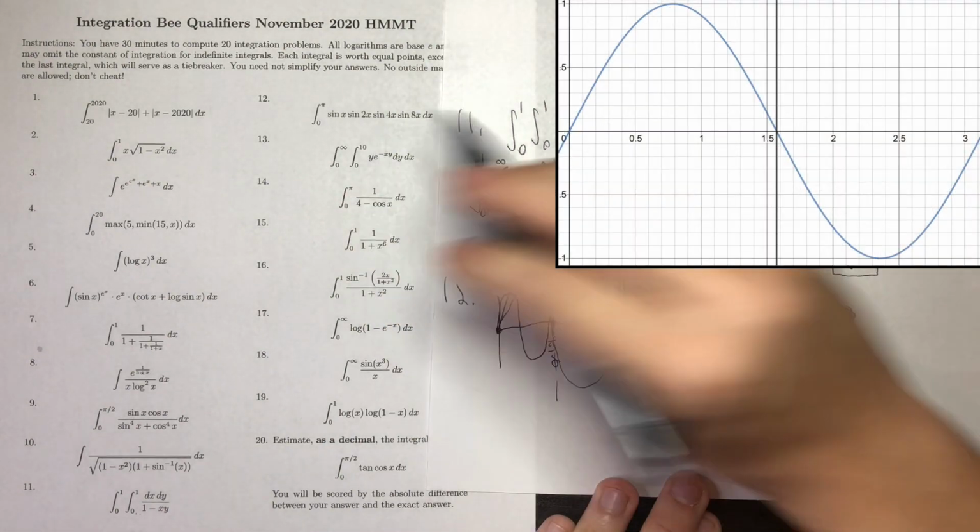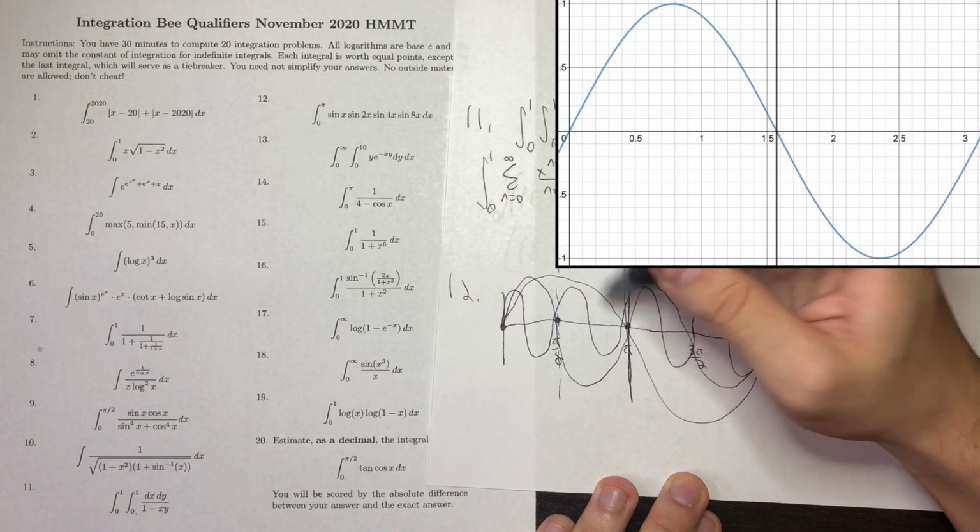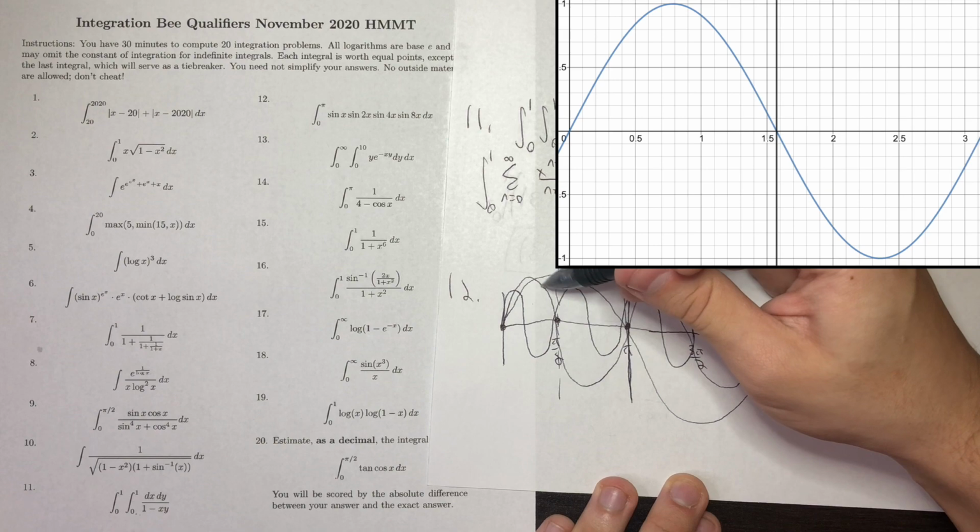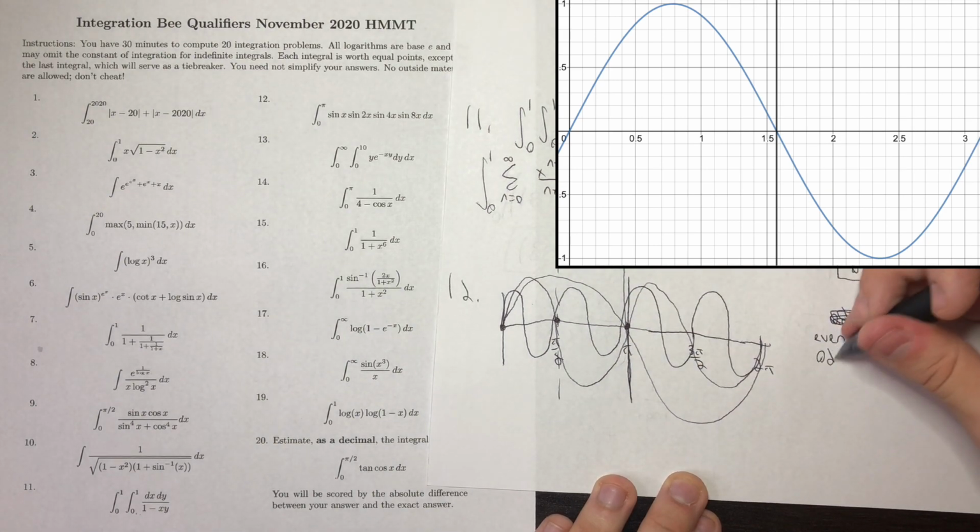So now let's look at sine of 2x. That's this one right here. That one is odd about the point pi over 2. It goes up first, and then it goes down. So I'm going to write odd.